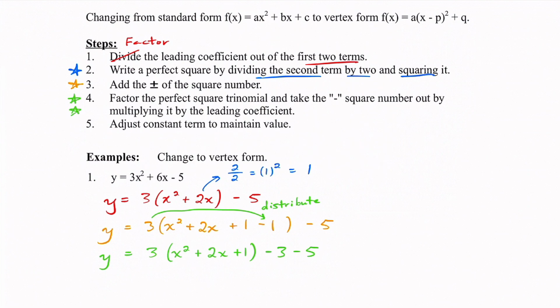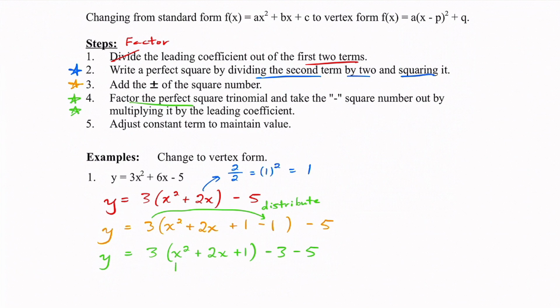The second part of the step is we have to factor this perfect square trinomial. So this right here is a perfect square trinomial. It just means that the first term is a perfect square, the last term is a perfect square, and the middle number is taking the first one, times the last one, and then times 2. So you could check it just to see.